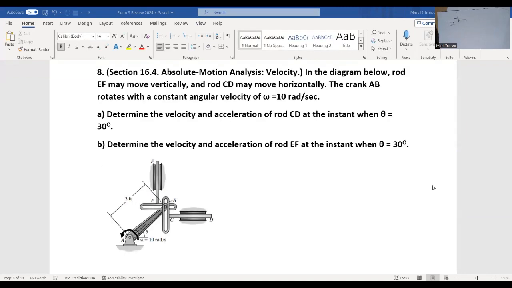So let's take a look at this problem. In the diagram below, rod EF may move vertically, and rod CD may move horizontally. The crank AB rotates with a constant angular velocity of 10 radians per second. Determine the velocity and acceleration of CD at the instant theta is 30 degrees. Determine the velocity and acceleration of rod EF at the instant theta is 30 degrees. So let's take a look at these.